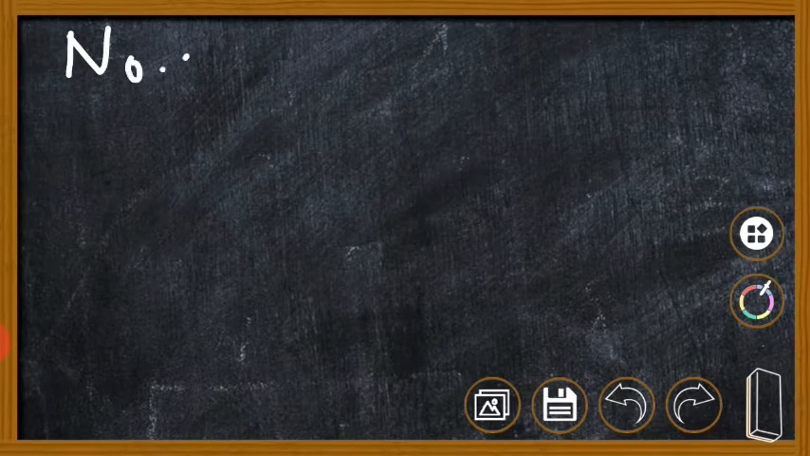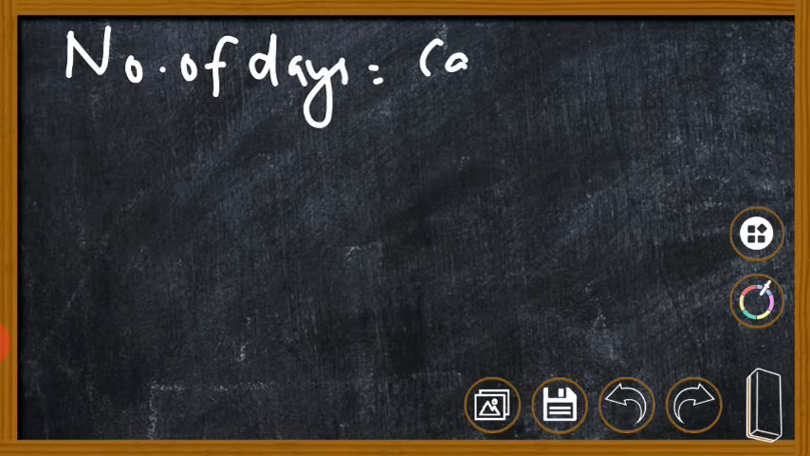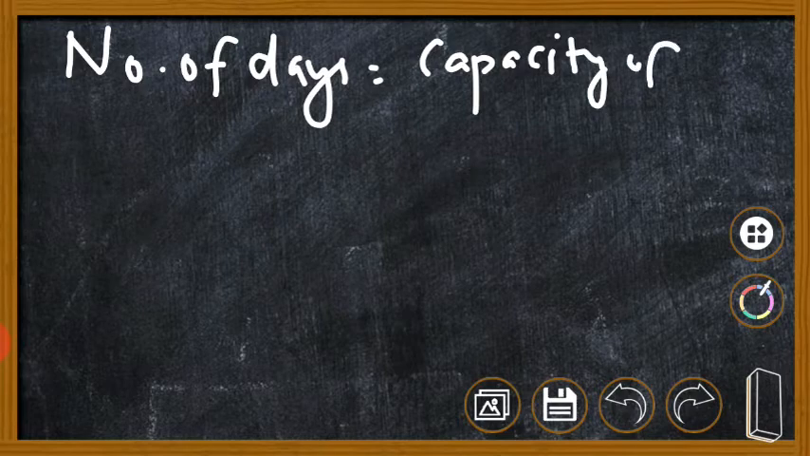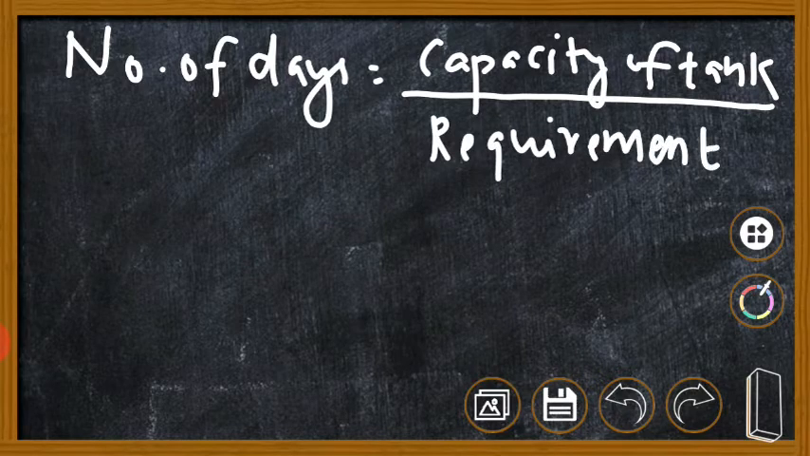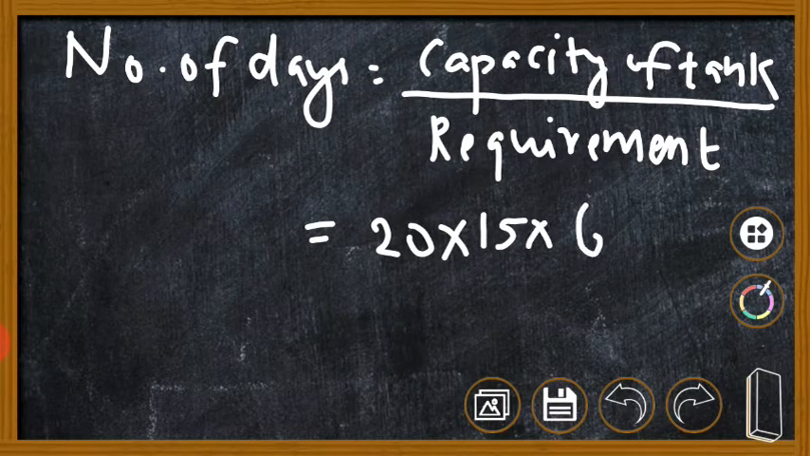Number of days, how to calculate? Number of days is equal to capacity of the tank divided by requirement. How to calculate the capacity of the tank? The same formula you have to apply: L into B into H. So 20 into 15 into 6. What is that? 20 into 15 into 6.